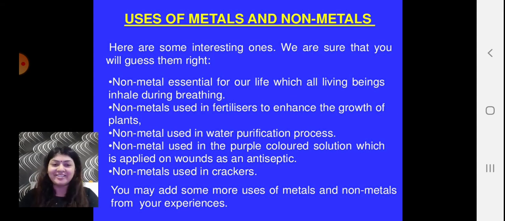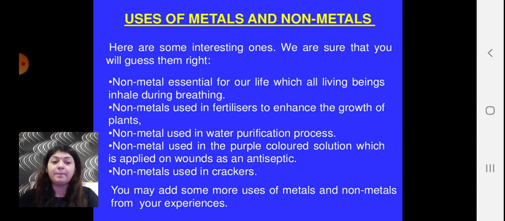That is oxygen. Second, non-metals useful in fertilizers to enhance the growth of plants. Of course, nitrogen. The non-metal used in the water purification process is chlorine. You must have seen that huge swimming pools and huge water tanks are disinfected using chlorine tablets.